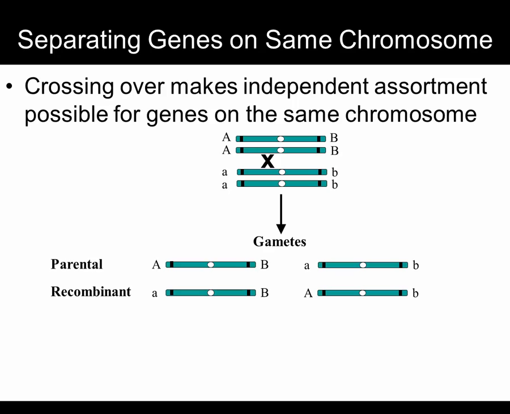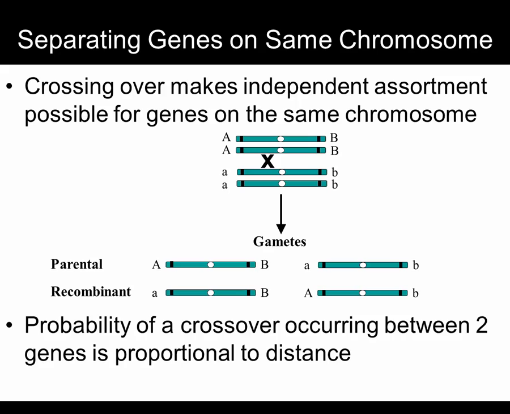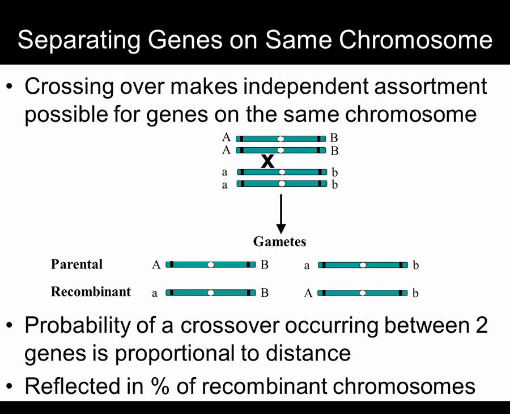Now what if the genes A and B weren't so far apart? Wouldn't it become less and less likely that a crossover occurs between them? Well, yes. So the principle of independent assortment breaks down specifically for genes that are close together on the same chromosome. The probability of each potential gamete forming is no longer equal here. Rather, the parental gametes become more probable than the recombinant.